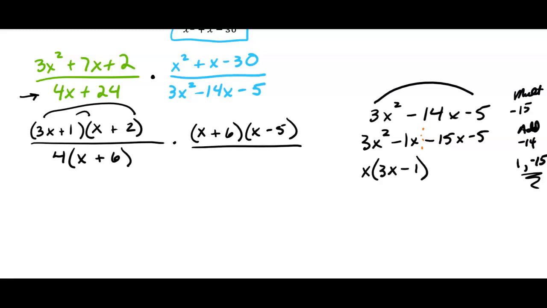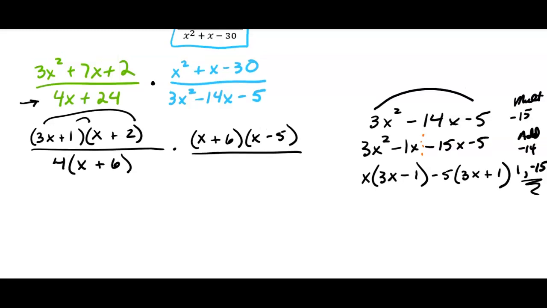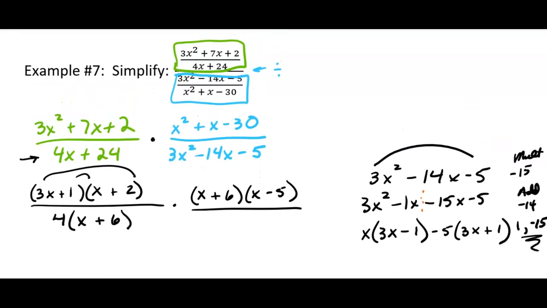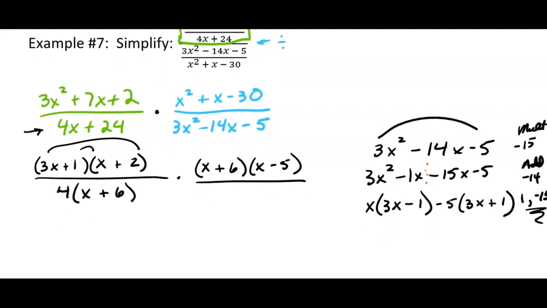Okay, so I factor out an x, that's the greatest common factor there. I'm going to factor out a negative 5 and get 3x plus 1, and that's the mistake I made just right there. Did I miscopy? I had that blue in the way. Let me see. No, it was minus. Okay. Let's see what I did wrong.